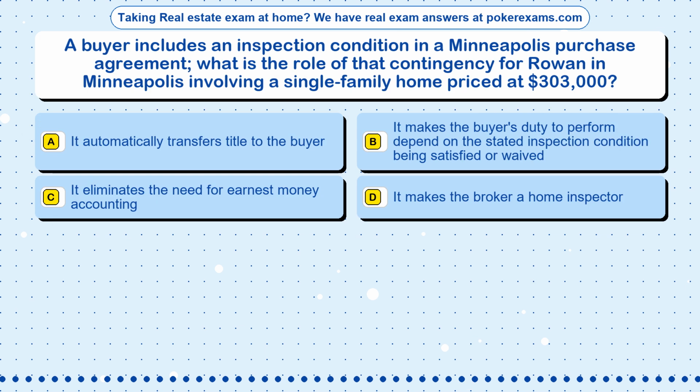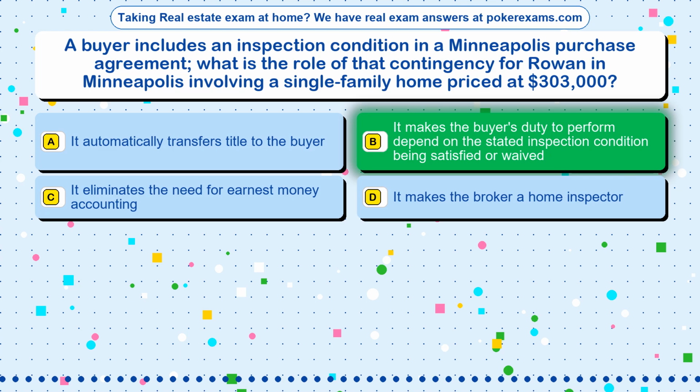Question 46. A buyer includes an inspection condition in a Minneapolis purchase agreement. What is the role of that contingency for Rowan in Minneapolis involving a single-family home priced at $303,000? Option A. It automatically transfers title to the buyer. Option B. It makes the buyer's duty to perform depend on the stated inspection condition being satisfied or waived. Option C. It eliminates the need for earnest money accounting. Option D. It makes the broker a home inspector.